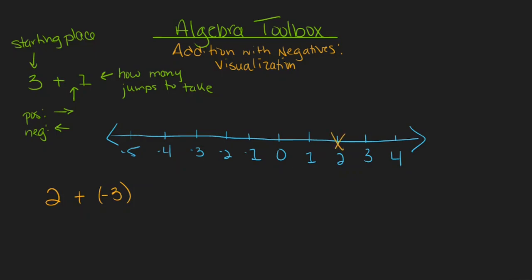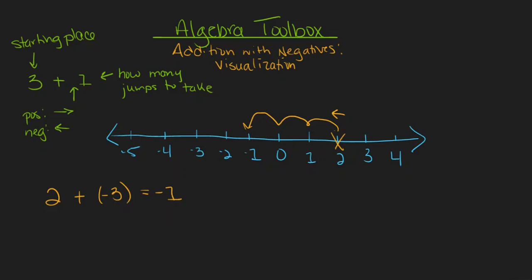The sign of my second value tells me the direction that I'm going to move. Our sign for the second value is negative. That negative tells me that I'm going to move to the left. And lastly, the number of our second value tells us how many jumps to take. We have a number of 3, so that tells me to take 1, 2, 3 jumps to the left. That gets me to the value of negative 1. So that tells me that 2 plus negative 3 must be negative 1.